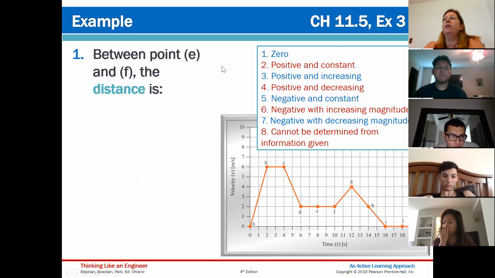So now between points E and F, your distance is what?